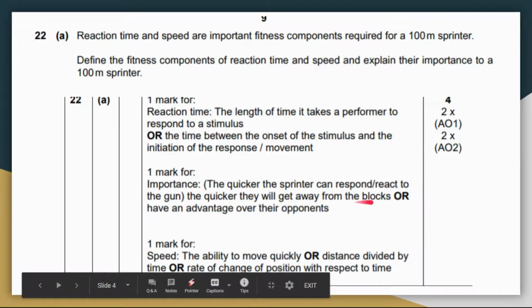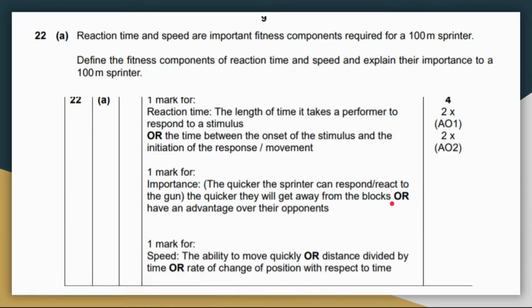Speed is the ability to move quickly, or distance divided by time, you could have said, or rate of change of position with respect to time. Why is this important to a 100-meter sprinter? So basically, the quicker you can run, the more chance you have of winning the race. It's as simple as that. So if you put something along those lines, then give yourself a mark.